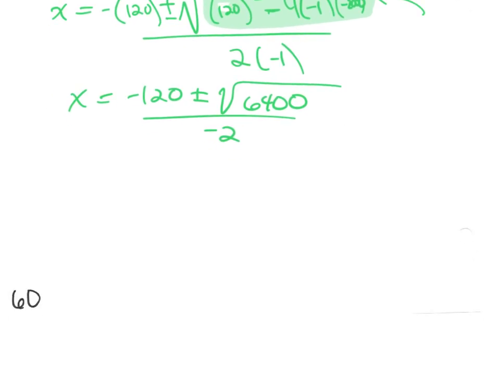All right. Square root of 6,400. Does anyone actually know what that is? There's an easy way to do it. Think about the square root of 64. Well, the square root of 64 is 8.